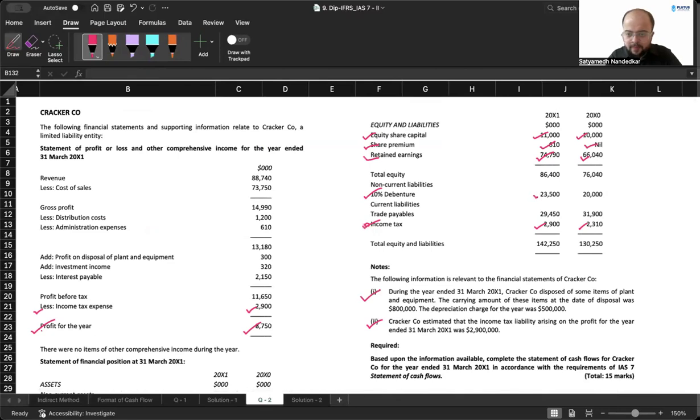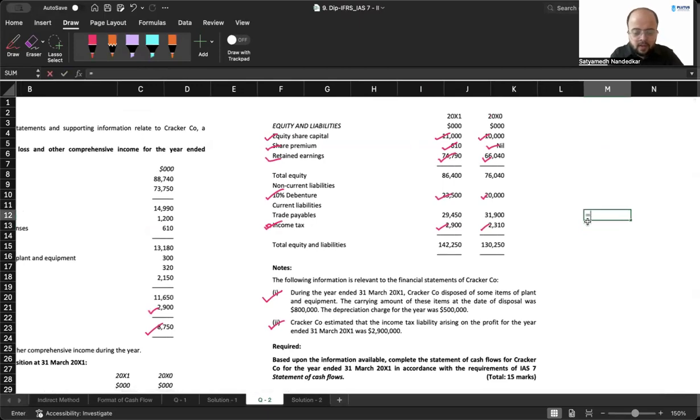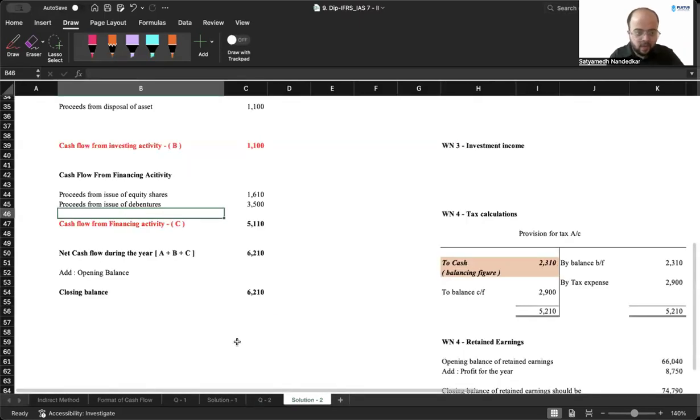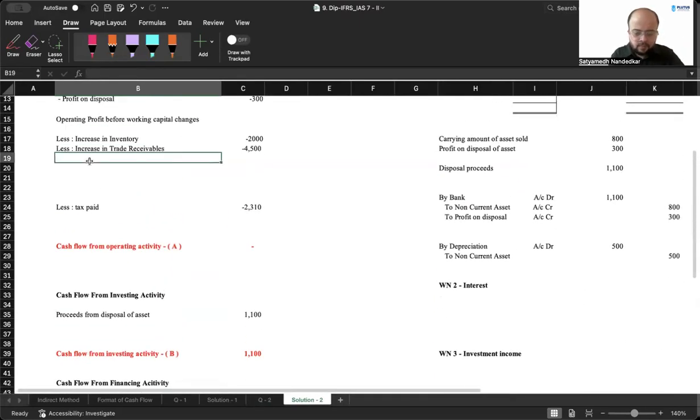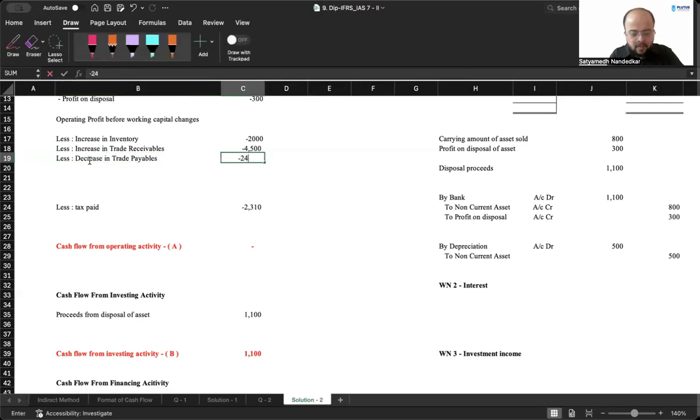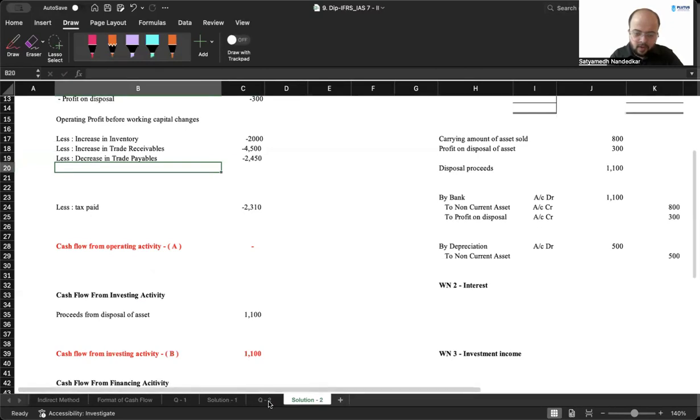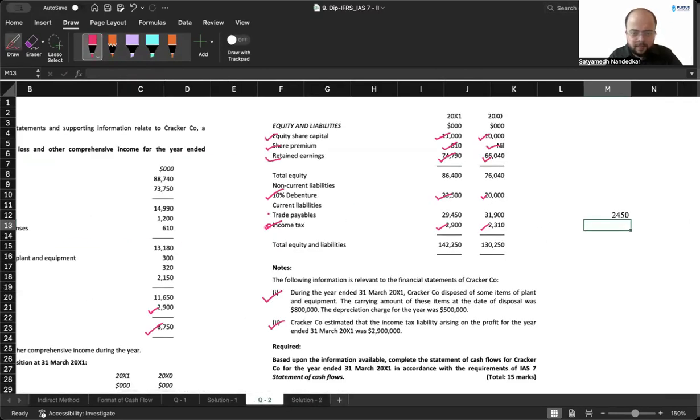Look at current liability. Opening balance 31,900, closing balance 29,450. So 31,900 minus 29,450, that is 2,450. This is a decrease in current liability. You should subtract. So here, less decrease in trade payables minus 2,450. So this is also tackled. So all items in the balance sheet have been given effect to.